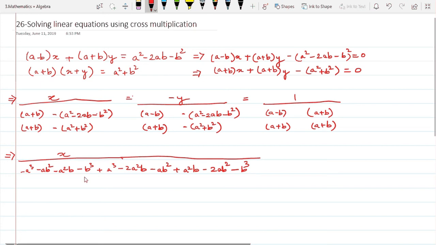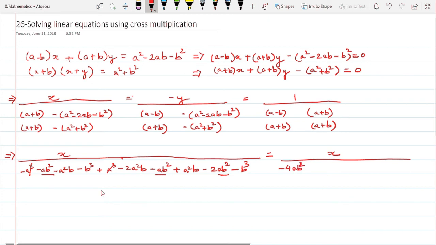So there is an a cube that gets cancelled with this a cube. Let me search for ab square. There is an ab square here, here, and here. So this will be equal to x divided by minus 1 minus 2 and minus 2, so I get minus 4ab square.